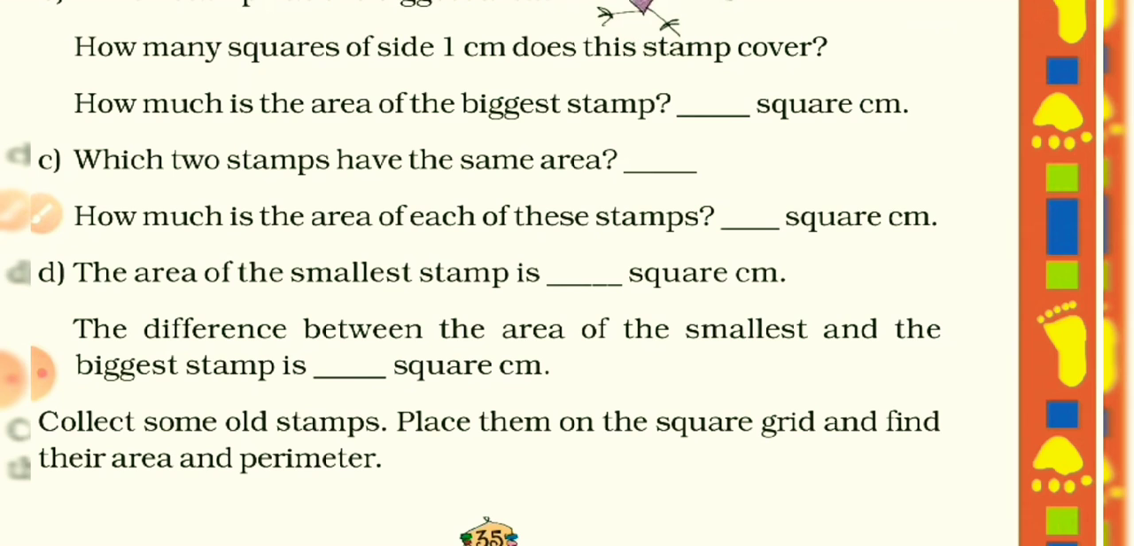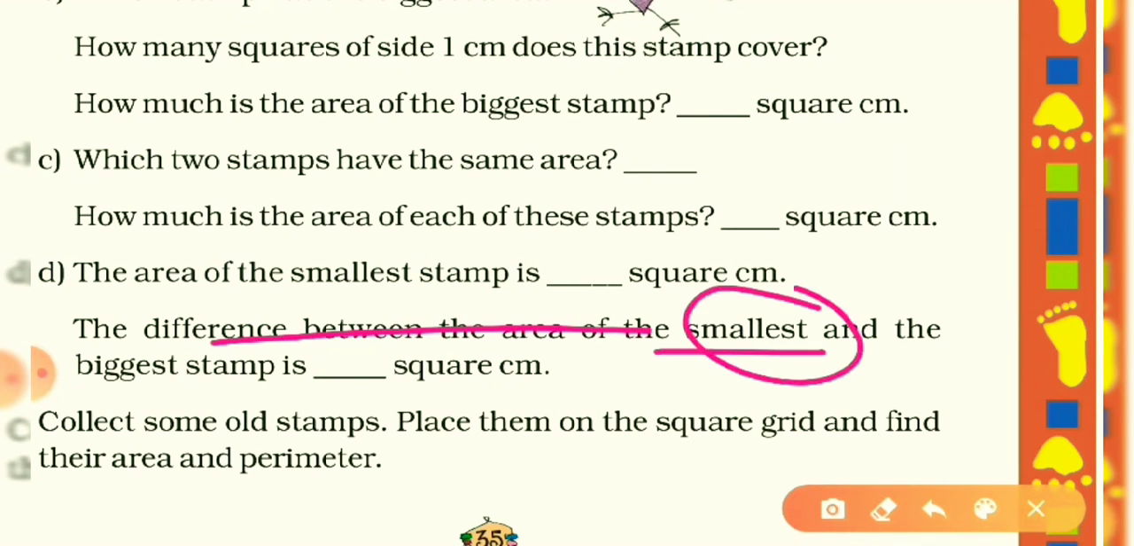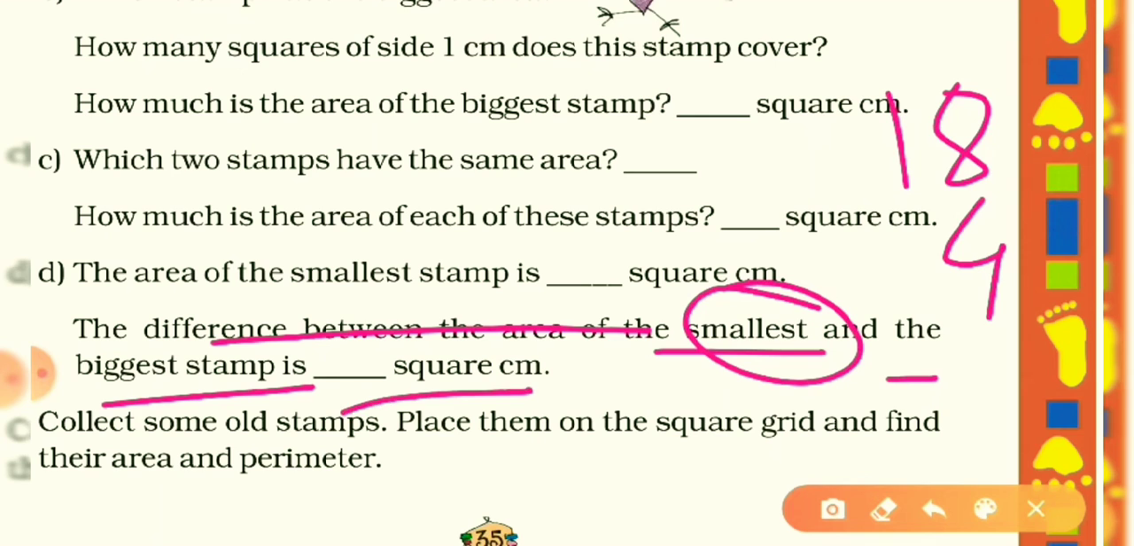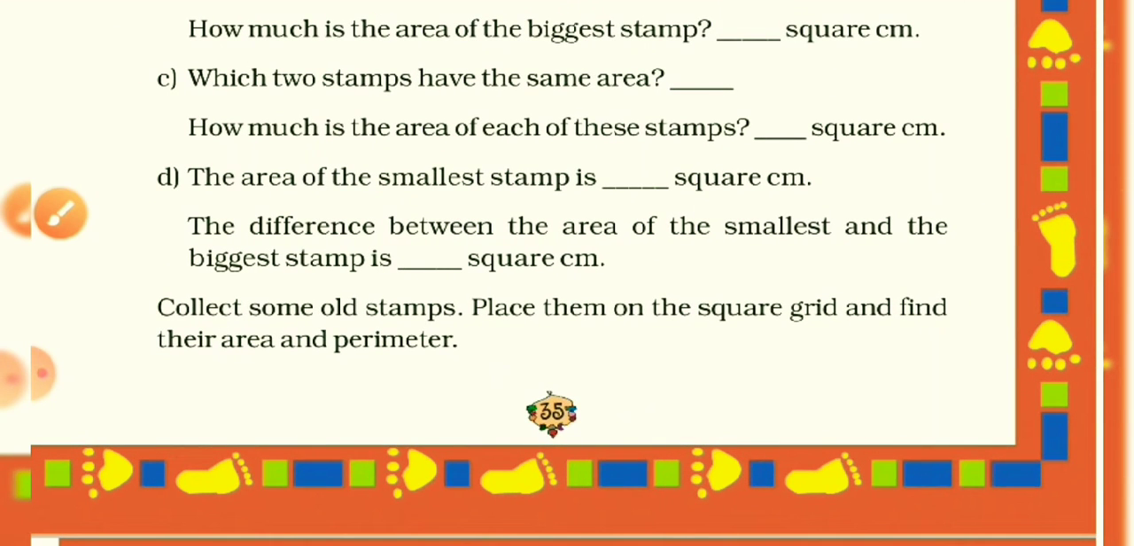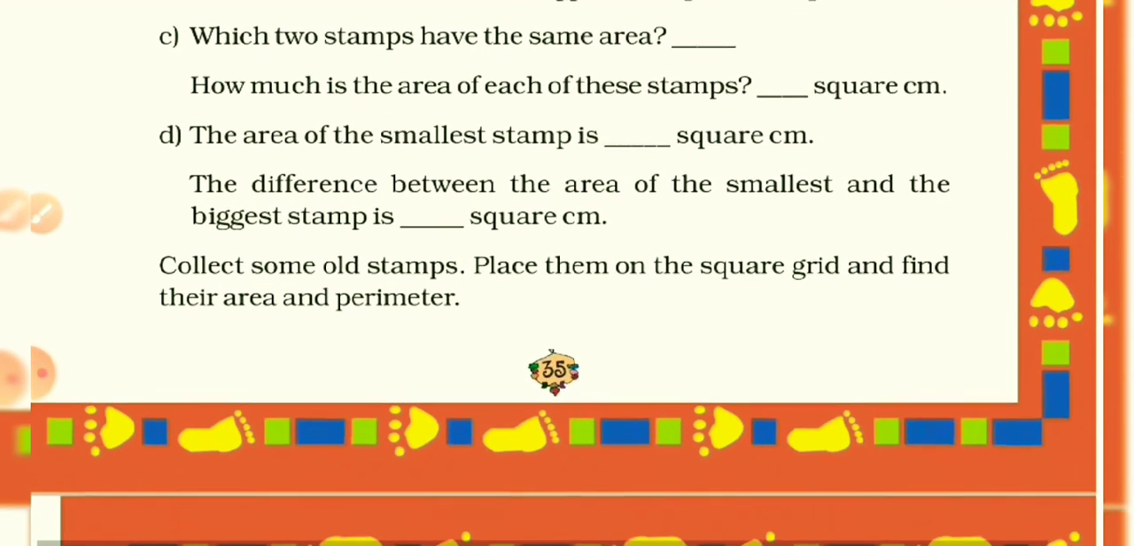Now next question is here, the difference between the area of the smallest, that is 4 square centimeter, and the biggest is 18 square centimeter, is how much? So just subtract it, 18 minus 4, you will get 14 square centimeter. So here you can write the difference between the area of the smallest and greatest stamp ticket is 14 square centimeter. So it was very interesting to find the area of all the stamp tickets. I hope that you all enjoyed it.